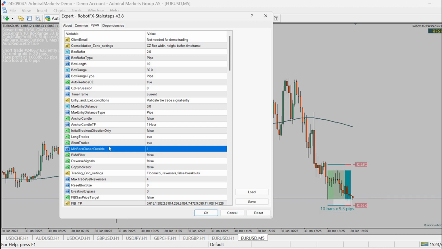And then we have the minimum bars closed outside the consolidation zone, of course. Here we instruct the expert advisor to open the trade only if the candle has closed outside of the consolidation zone. And you can also have two candles closed outside of the consolidation zone, and after that the expert advisor will open that trade. If you set it to 0, the expert advisor will not wait for the candle to close. It will open the trade as soon as the price crosses the buffer, the consolidation zone buffer.